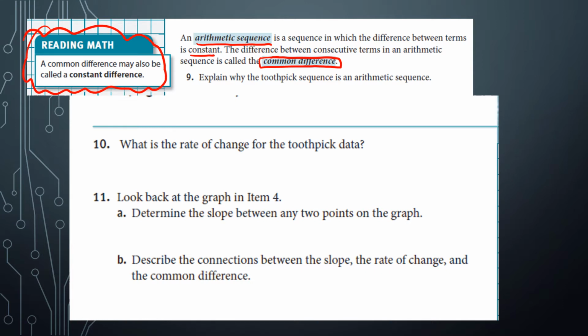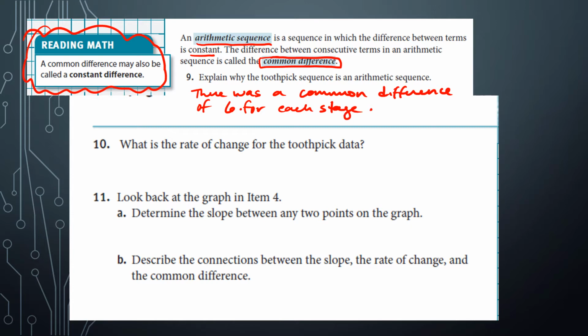Explain why the toothpick sequence is an arithmetic sequence. Do you remember what it changed by for every stage? Think about that. What makes it arithmetic? There was a common difference or constant difference of what? Do you remember? Of 6 for each stage. I was going to end the sentence there, but well, we'll say that.